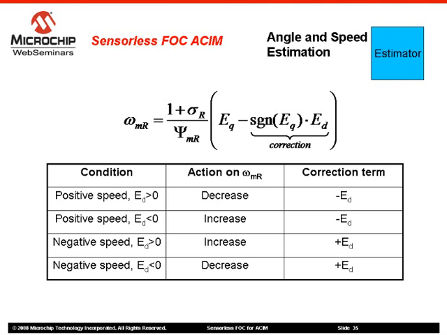When there is an error on the estimation, the D component of the back EMF will be different than zero. In fact, the bigger the D component of the back EMF is, the bigger the speed error is. This is the reason why we use the D component of the back EMF as the correction factor of the estimated speed. The sign of the Q component of the back EMF indicates the sign of the correction term. A positive EQ value corresponds to positive speed, and a negative EQ value corresponds to a negative speed. The table shows a summary of the correction factor used depending on the speed direction.